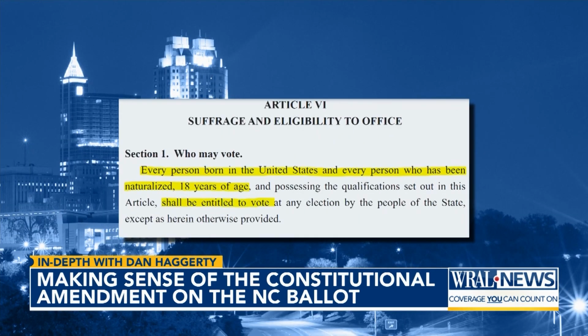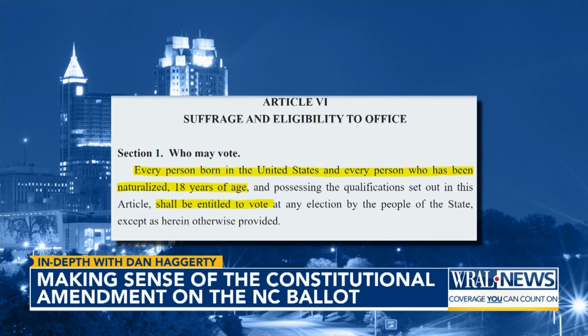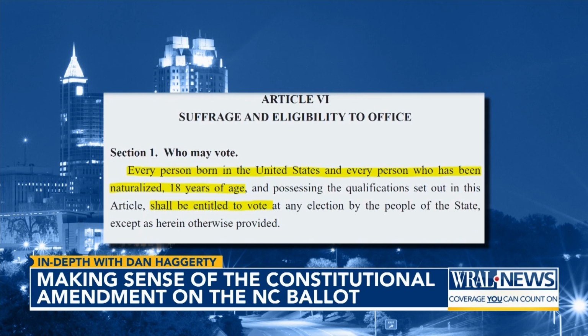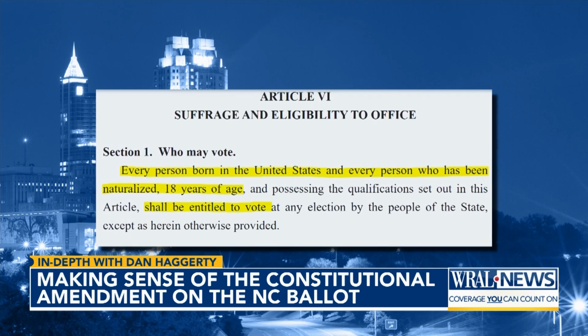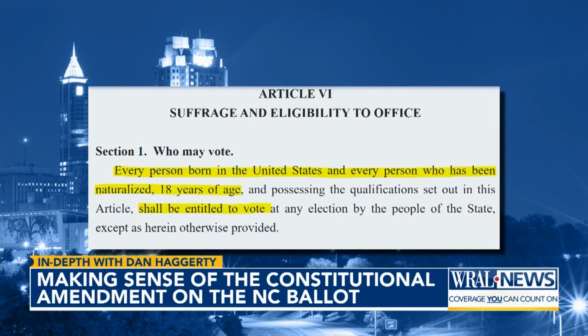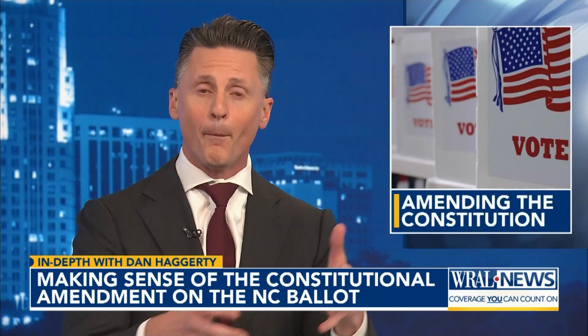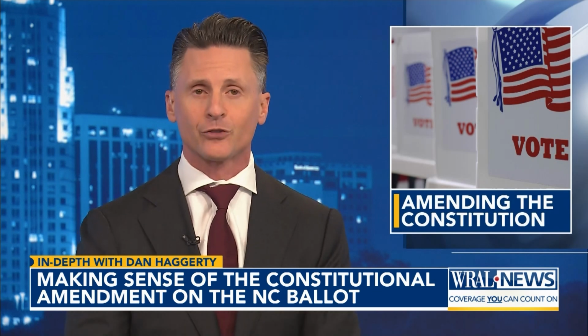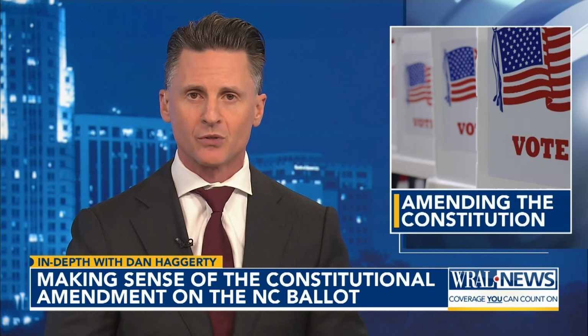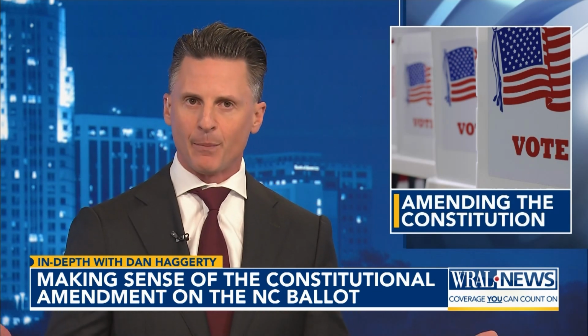You see, the current law says, as it's written, every person born in the United States and every person who has been naturalized, 18 years of age and so on and so forth, can vote. It specifically names those two groups, people born here and people naturalized. Those are the immigrants who lawfully become citizens. But that leaves out a lot of people, doesn't it?